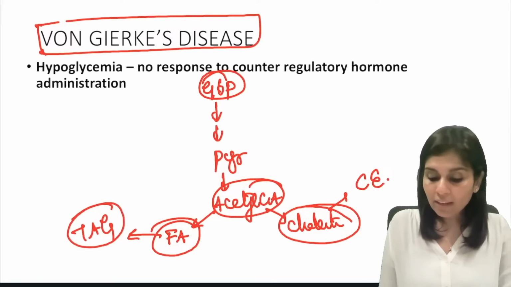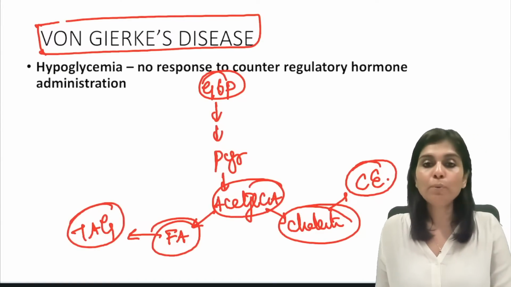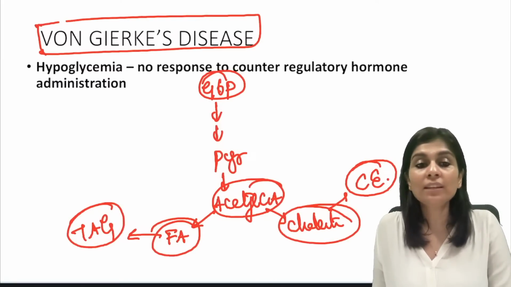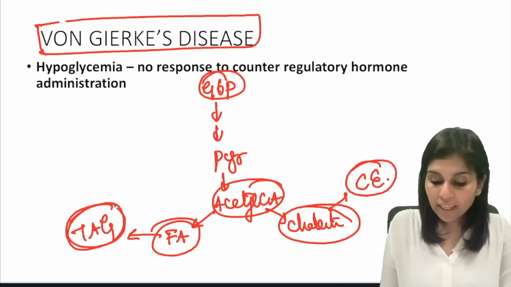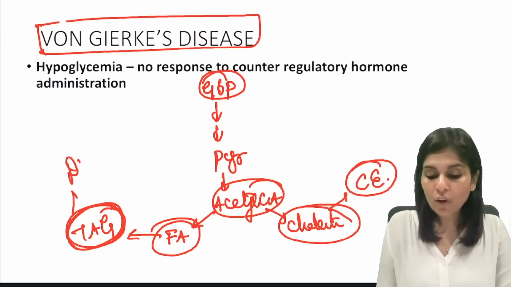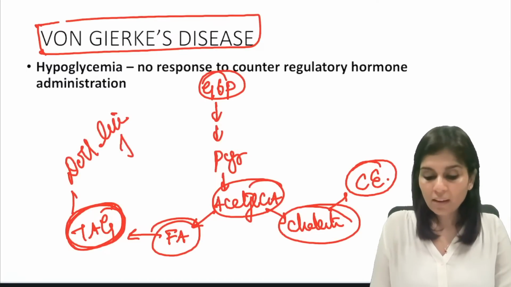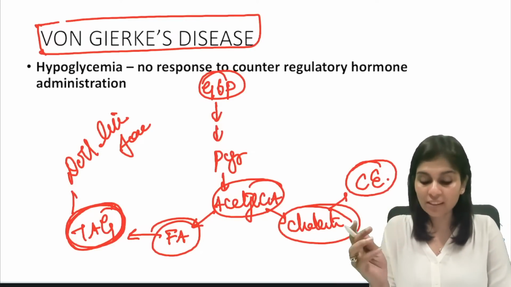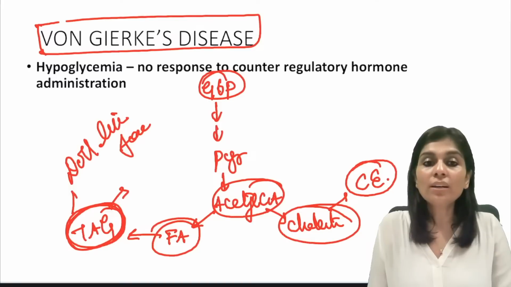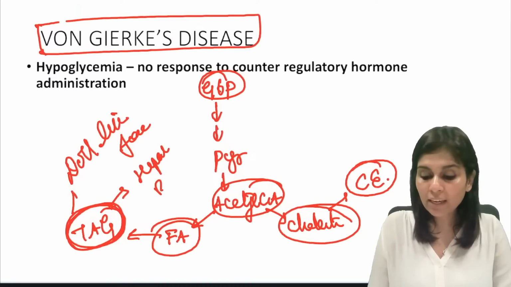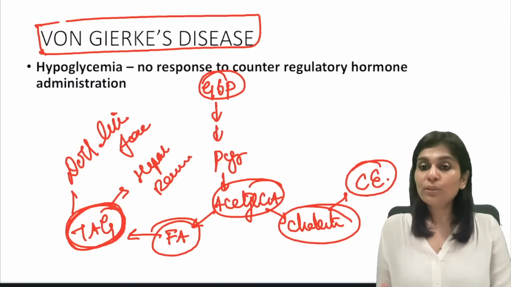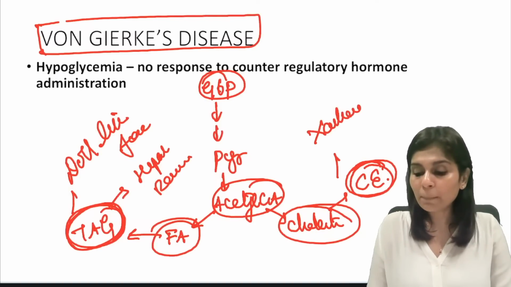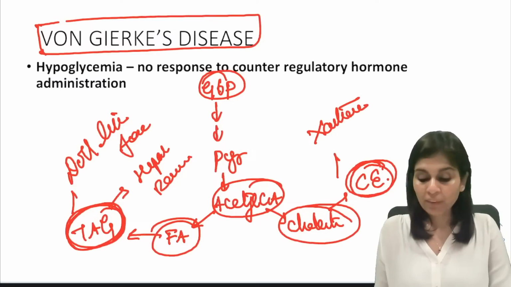That is why von Gierke's disease patients present with hypoglycemia, hypertriglyceridemia and hypercholesterolemia. This hypertriglyceridemia is the reason for doll-like faces: when there is high triglyceride accumulation in the cheek, it causes doll-like faces. Triglyceride accumulates in organs, which causes hepatomegaly and renomegaly. That is why there is a protruded abdomen. Cholesterol accumulation is the reason for xanthomas. They present with multiple xanthomas.